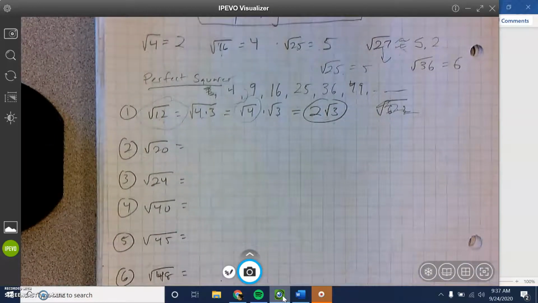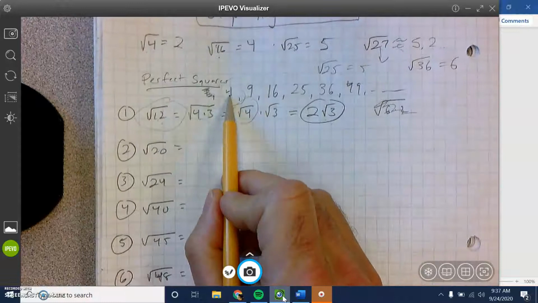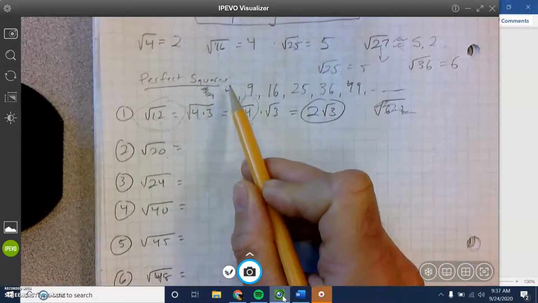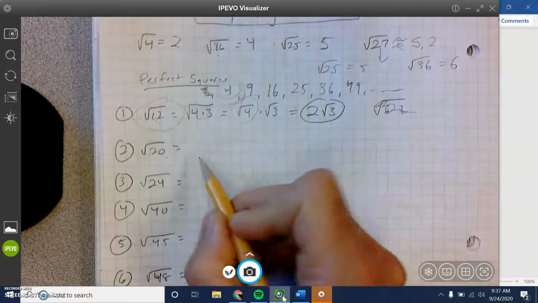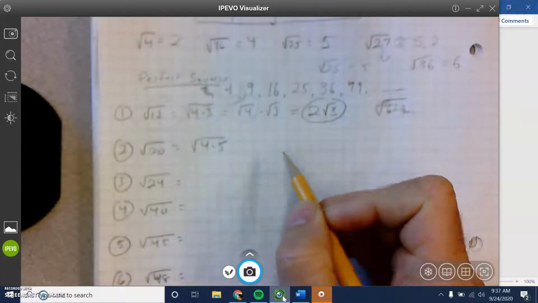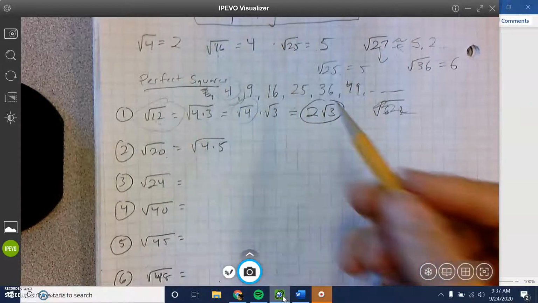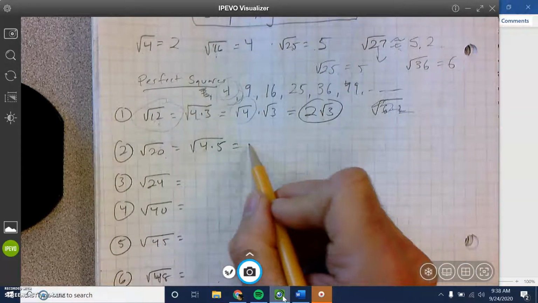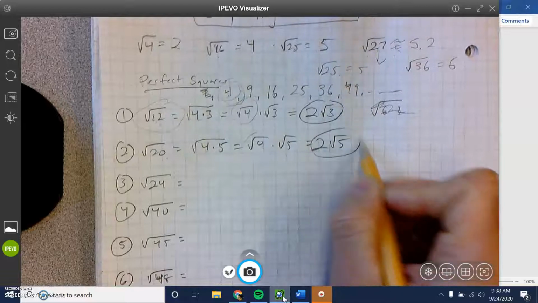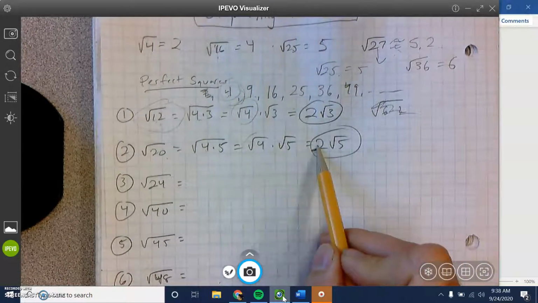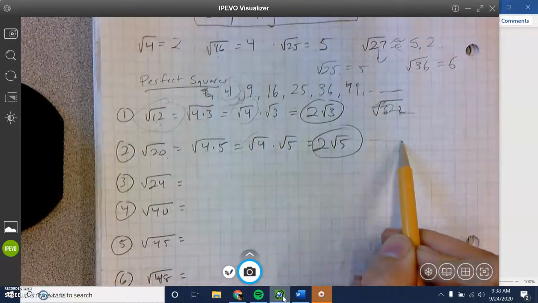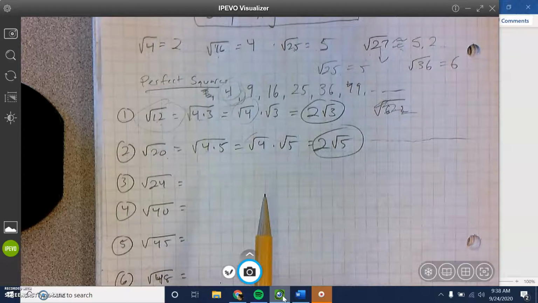Next, number 2, radical 20. So start here. Does 4 go into 20? 9, 16, 25? Well, the only thing that I can figure out is 4, right? So it's 4 times 5 is 20. Yeah, I can do 10 times 2, but those are not perfect squares. That's not going to do anything for me. So that's radical 4 times radical 5. Square root of 4 is 2. Radical 5. Square root of 5, I don't know what that is. I'm going to keep it as a radical. I'm not going to write some complicated, huge decimal.